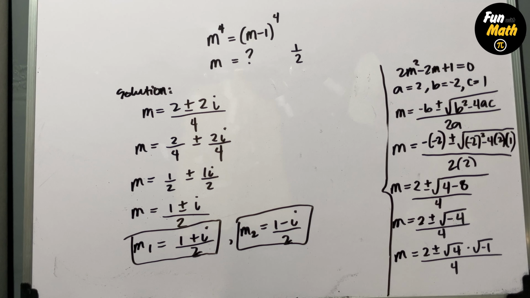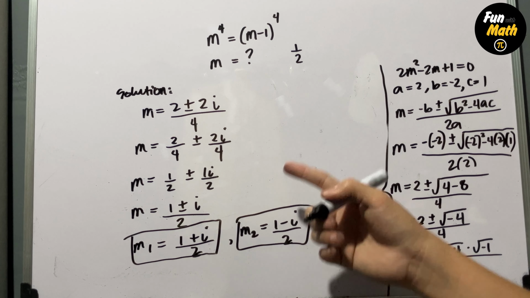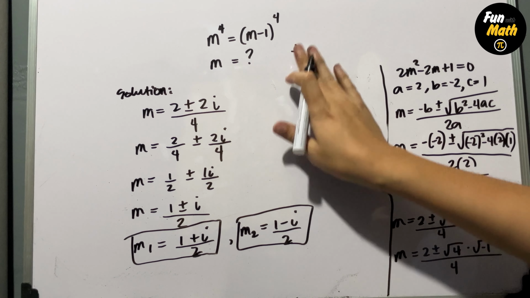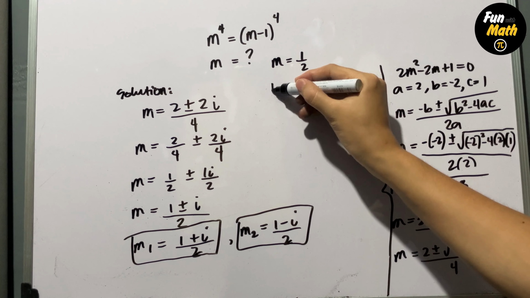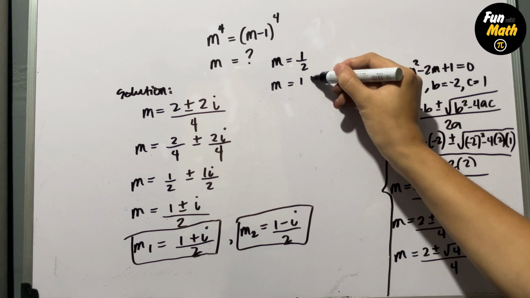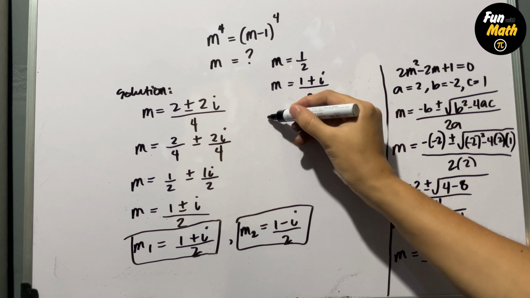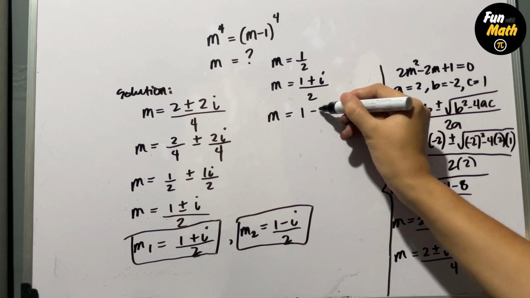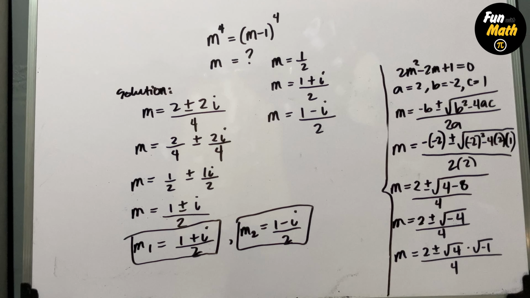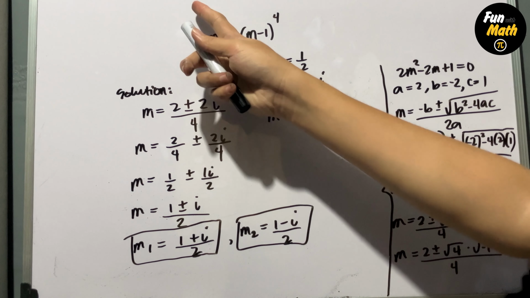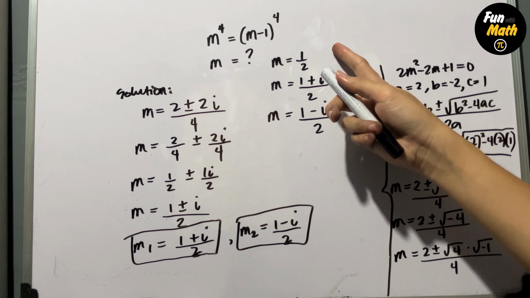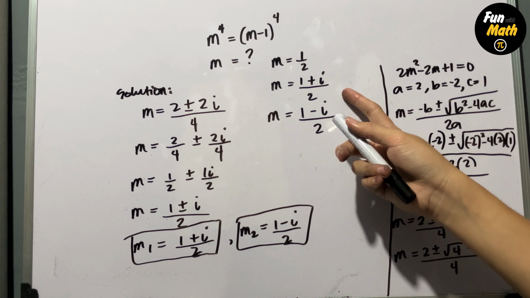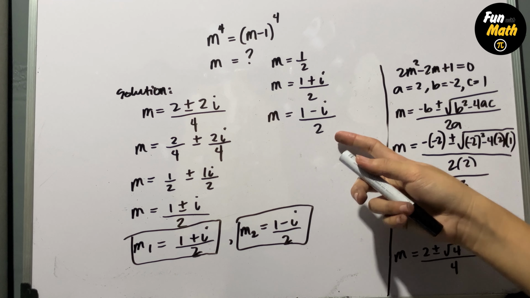So overall, we have three values of m. So earlier we have 1 half, so m equals 1 half. Then m is equal to (1 plus i) over 2. Then m is equal to (1 minus i) over 2. Therefore, m to the power 4 is equal to (m minus 1) to the power of 4. The values of m are 1 half, (1 plus i) over 2, and (1 minus i) over 2.